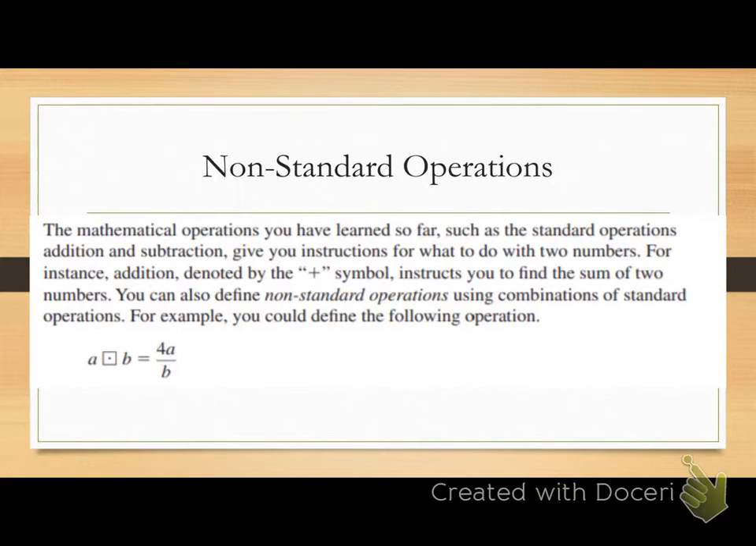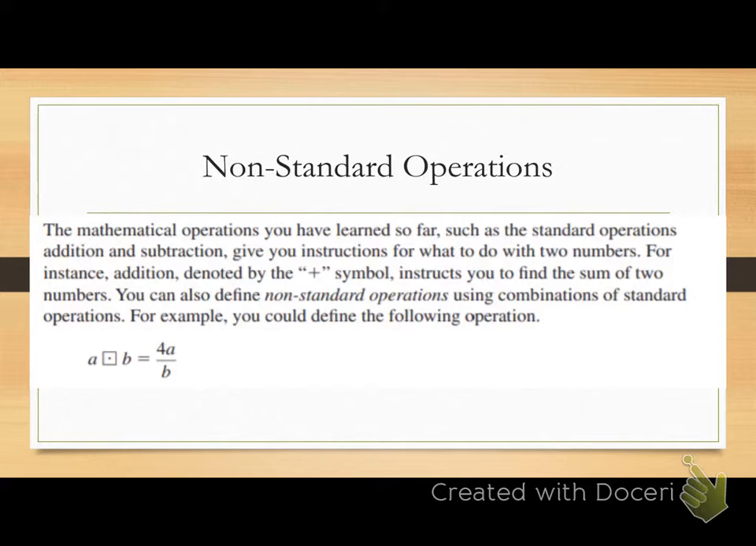You can also define non-standard operations using combinations of standard operations. That's essentially what non-standard operations are. It's a combination of a few of my standard operations. So, for example, we could define the following operation. A squared dot b equals 4a over b. So that's just a combination of multiplication and division. I'm doing 4 times a, and then I'm dividing by b.